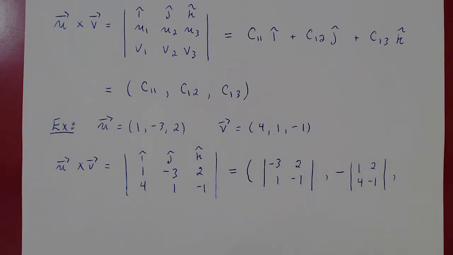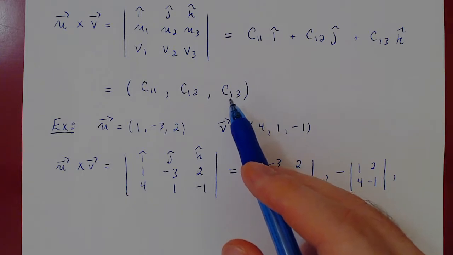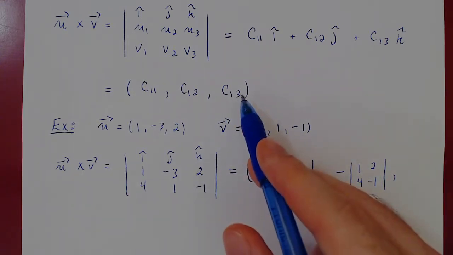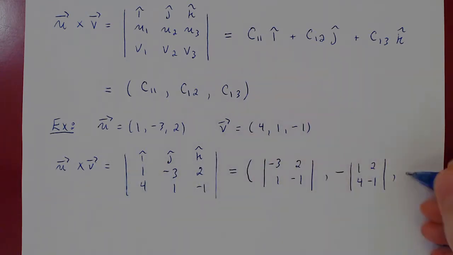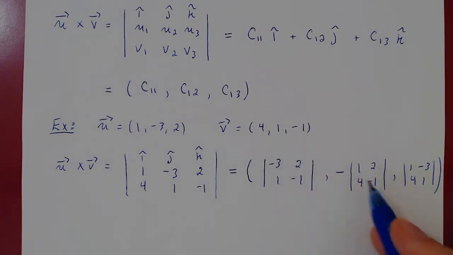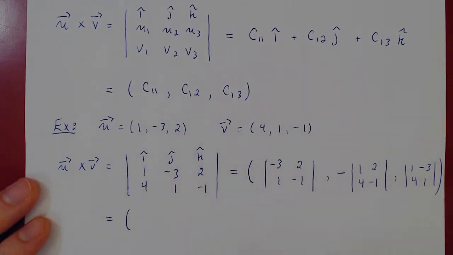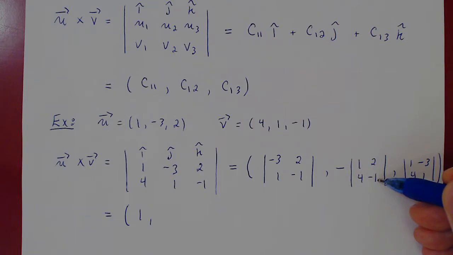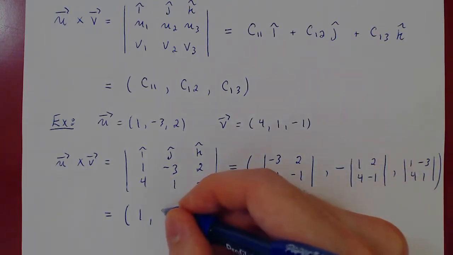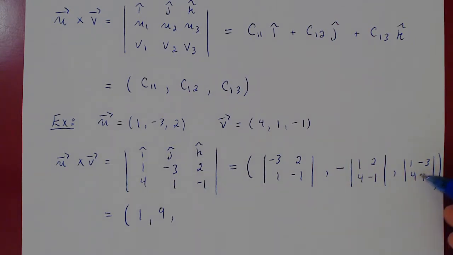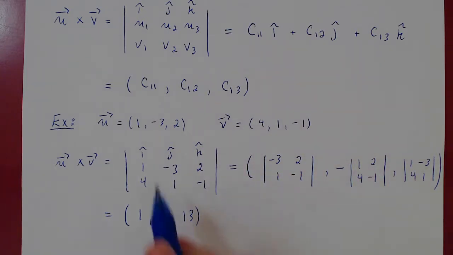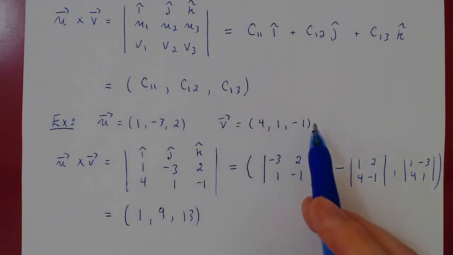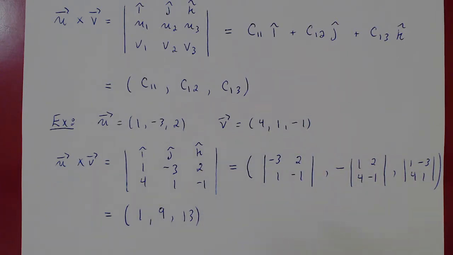And finally C13. 1 plus 3 is 4. Negative 1 to the 4 is 1, so there's no negative here, times the determinant after deleting the first row, third column, which gives us (1, -3; 4, 1). This is the cross product. Of course, now we'll compute these 2 by 2 determinants. This is the easy part. As you remember, ad minus bc. So we'll have here 3 minus 2, which gives us 1. Negative 1 minus 8 is negative 9, but we negate this, so positive 9. And then 1 plus 12 is 13. So if you cross the vector (1, -3, 2) with the vector (4, 1, -1), you get (1, 9, 13). And that's a cross product.